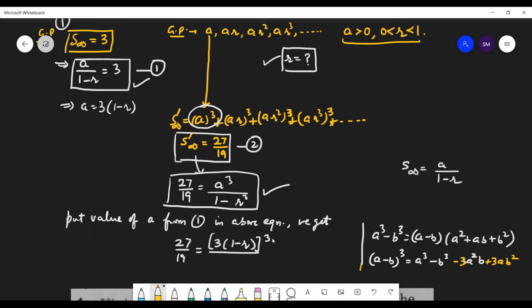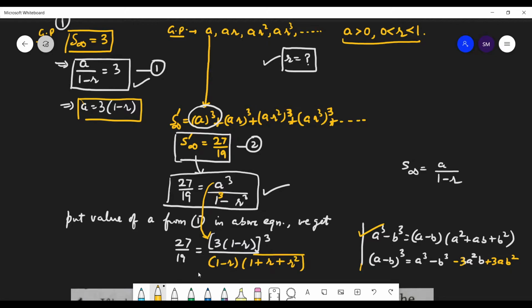But we need not use this formula, because in this case we already have 1 cube minus r cube. So let us write 1 minus r into 1 plus 1 into r is r, plus r square. Very good. Yes, so we have just put the value of a. So a was 3 into 1 minus r whole cube.